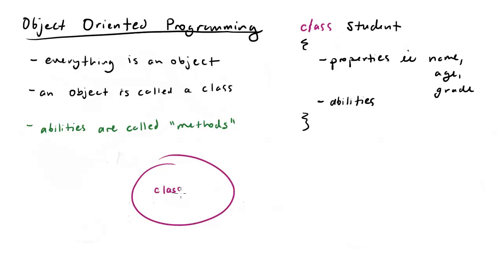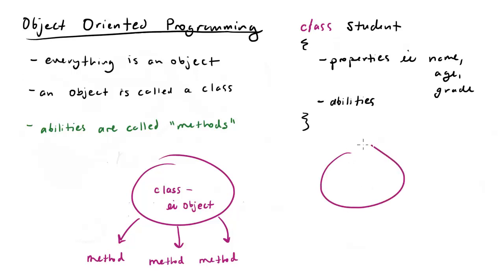And so what we really have is this class that is an object, i.e. an object, and this object can do certain things. These are all methods. This is a method, this is a method, and this is a method. And to make this a little less abstract, I'll give an example with the student.